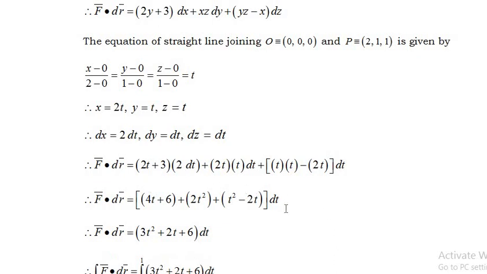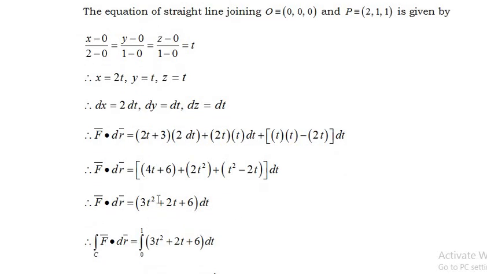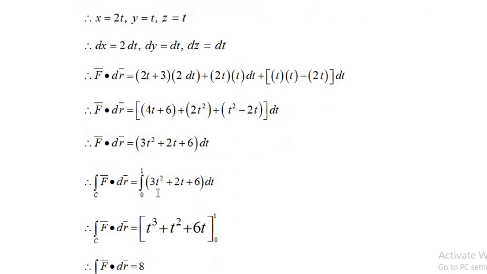Now in all the terms dt is common, that is taken outside. Remaining part is (4t plus 6 plus 2t square plus t square minus 2t) whole multiplied with dt, and therefore this is equal to (3t square plus 2t plus 6) times dt. Now integration over C f bar dot dr bar equal to integration of (3t square plus 2t plus 6) dt.